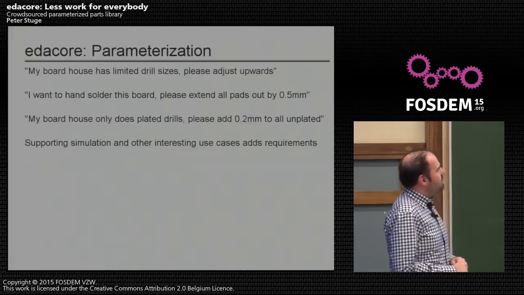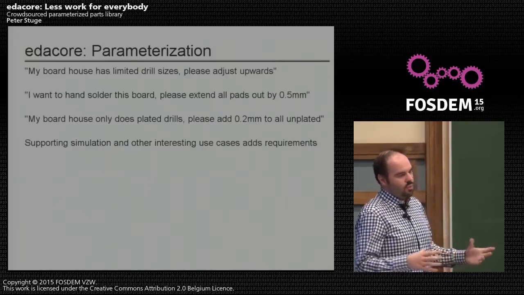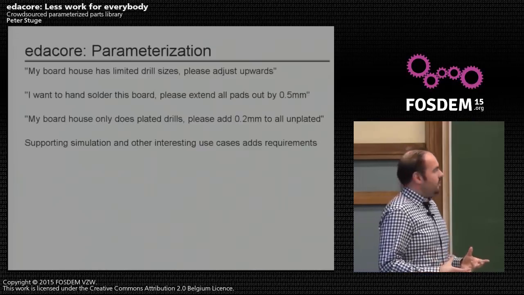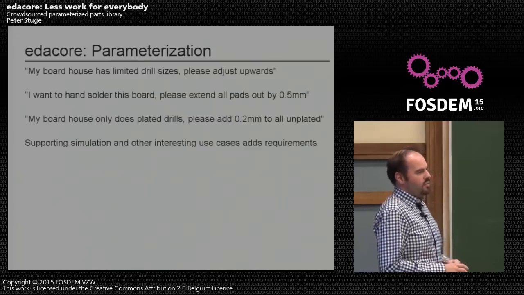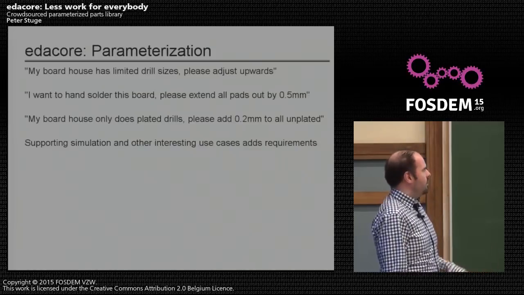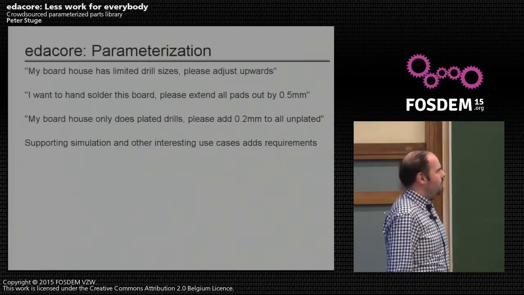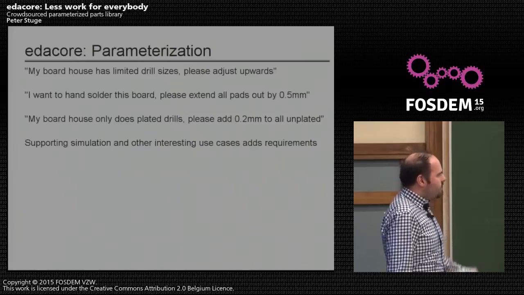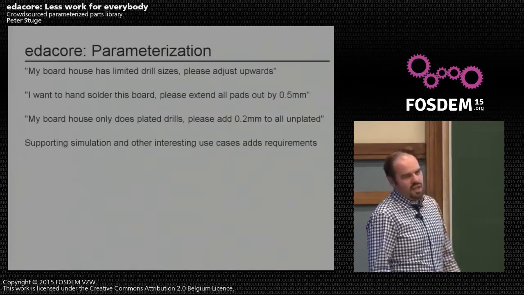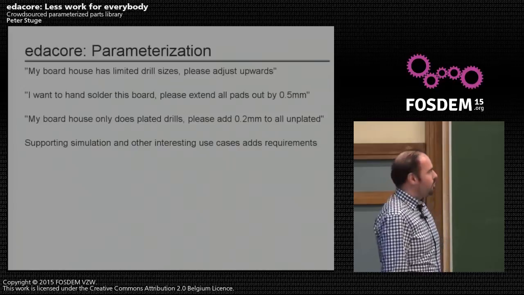More difficult is the second one. I want to hand solder this board, so please extend all the pads outward from the packages so that I have a bit more space to work with. But this is only applying to the footprint, and I don't want to make a whole copy of the footprint and mess around with that and keep two of them. It should be all associated to this one part. And simulation and other use cases will add just more requirements, but also more possibilities.